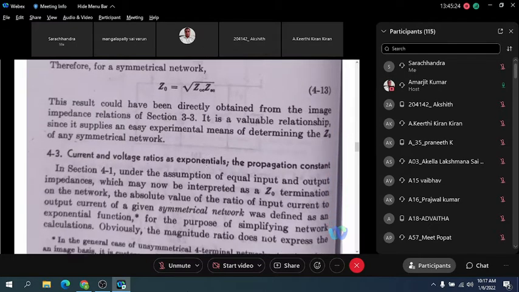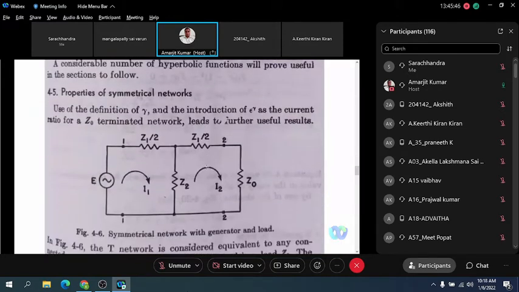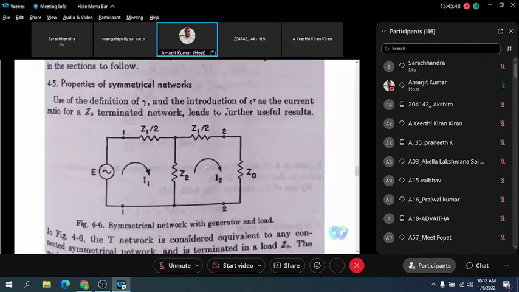Okay. So now the question is how we can define the characteristic impedance of a symmetrical T section or pi section of any given symmetrical network, and how to define the propagation constant. So for understanding this, you consider this network. In this network, you are seeing a symmetrical T section, with series arms having impedance Z1 upon 2, and a shunt arm with impedance Z2.